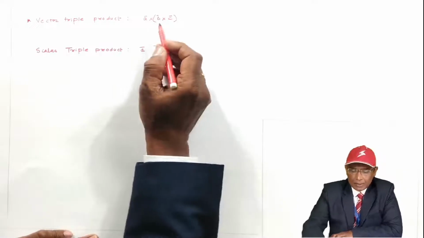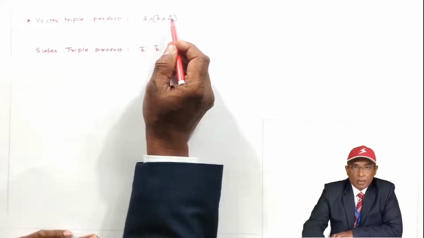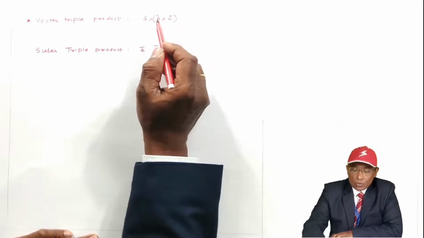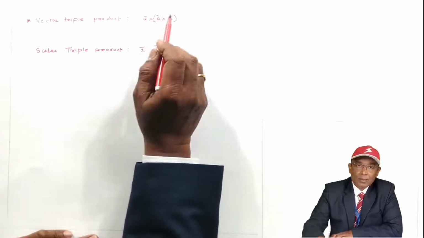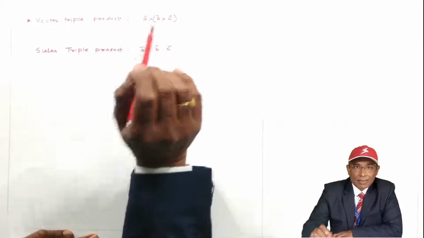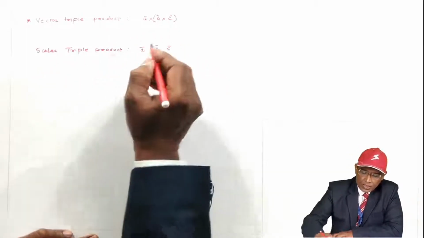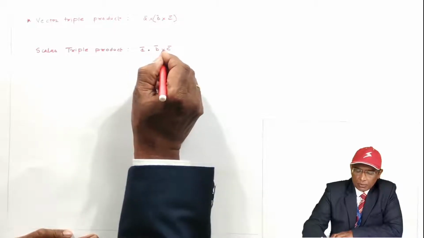And what is happening here? a bar is a vector, and b bar and c bar are two vectors. With the cross of b bar and c bar, you get a third vector. That third vector crossed with a bar is the complete vector triple product. Here in the scalar triple product, it is a bar dot b bar cross c bar.